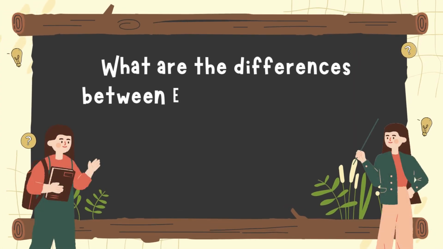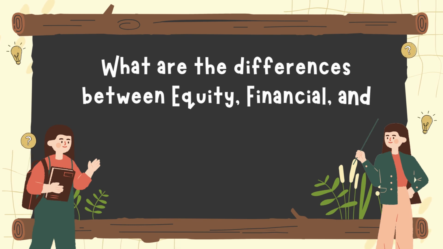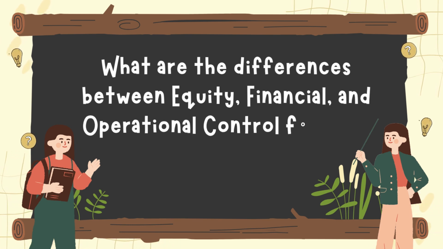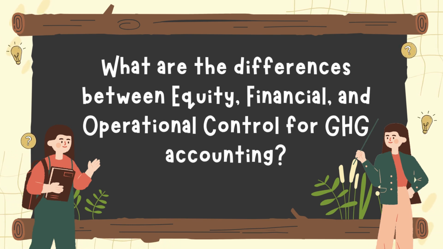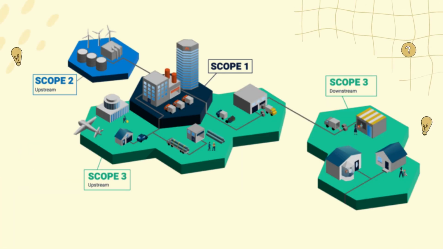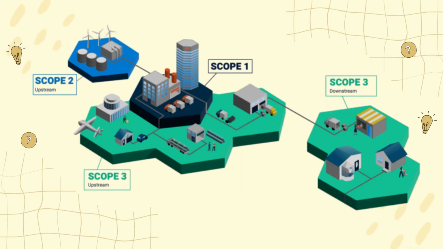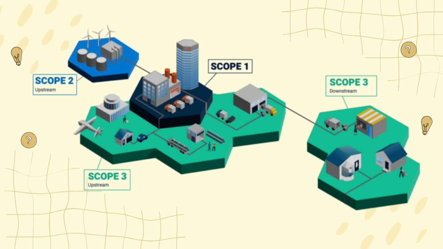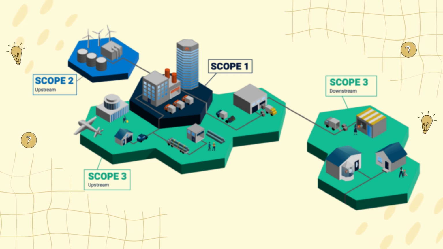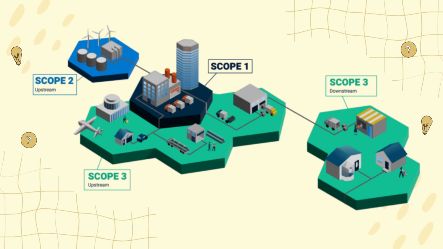Hello everyone. Today, we're exploring the three ways companies account for greenhouse gas emissions: equity basis, financial control basis, and operational control basis, as outlined by the GHG protocol. These approaches help organizations report emissions, especially Scope 3, which covers indirect emissions from their value chain, like supply chains or investments. Let's break them down with clear examples.